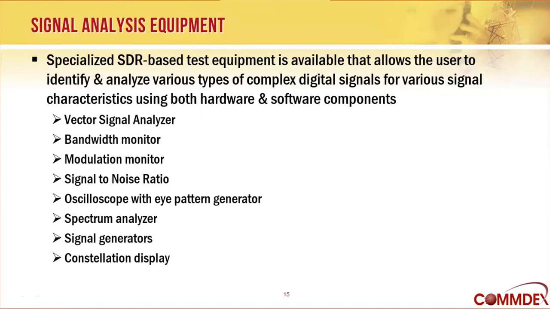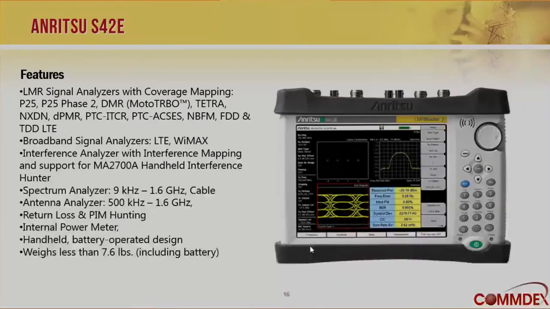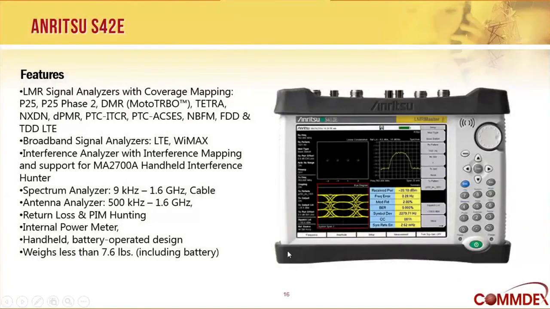What's the signal to noise ratio? The ability to put an oscilloscope on there with an eye pattern generator. And of course, a spectrum analyzer, internal signal generators, and constellation display. So there's a lot of different units out here. I picked a few. This one we use a lot in the field. The Anritsu, that should be 412E. This is a handheld signal analyzer, spectrum analyzer.